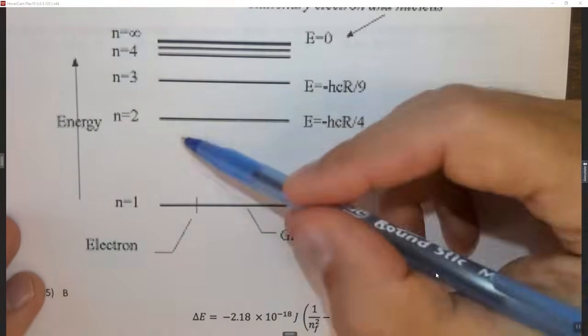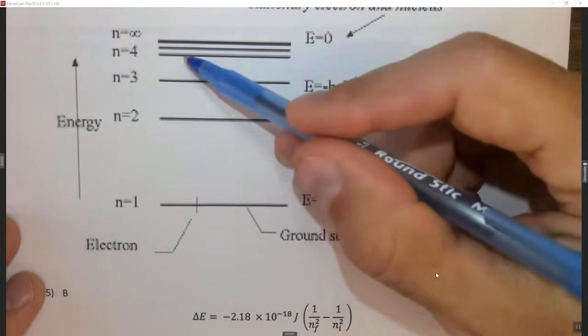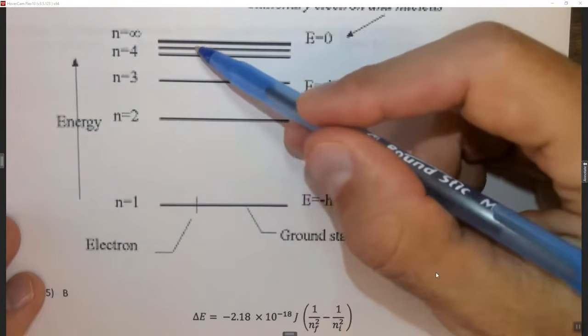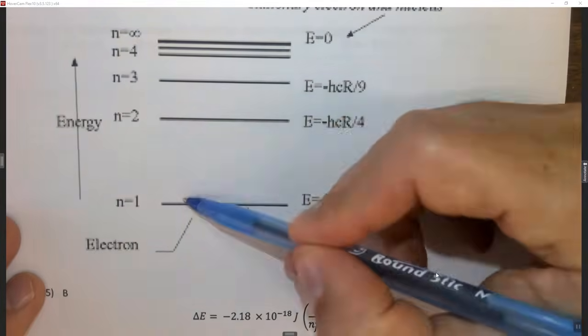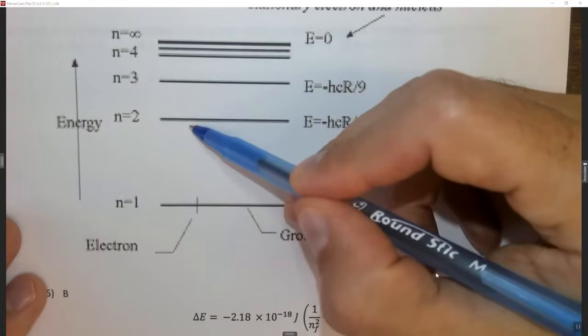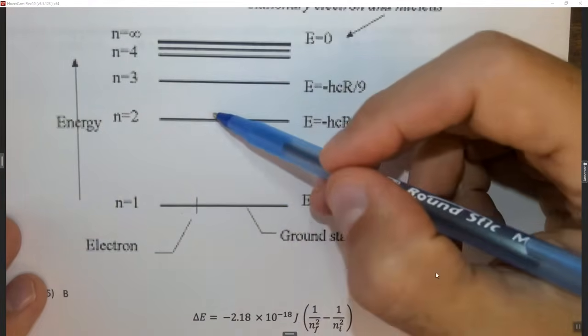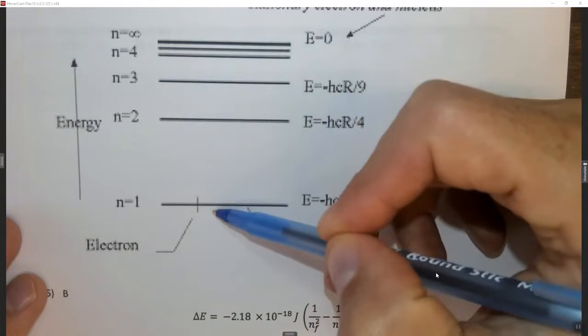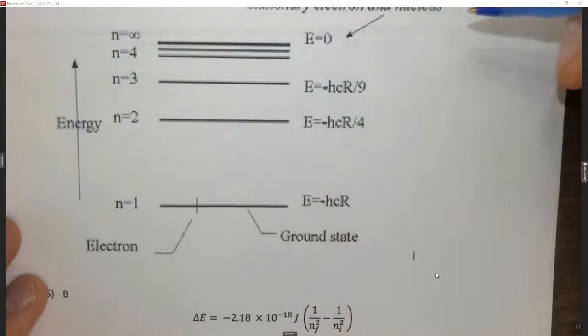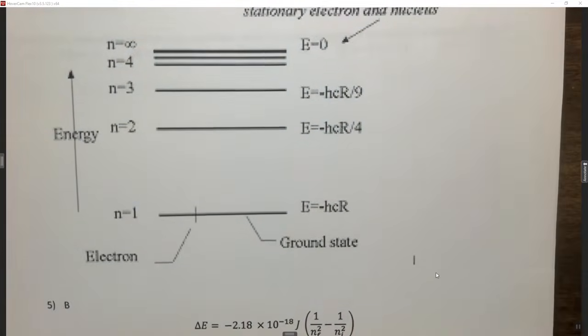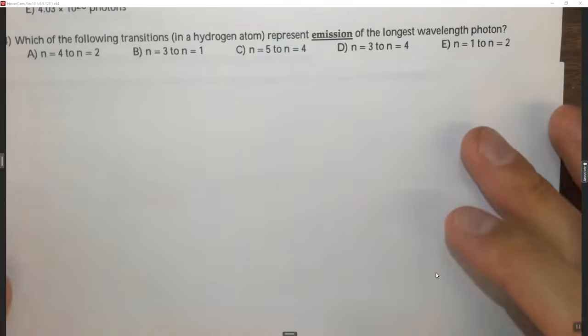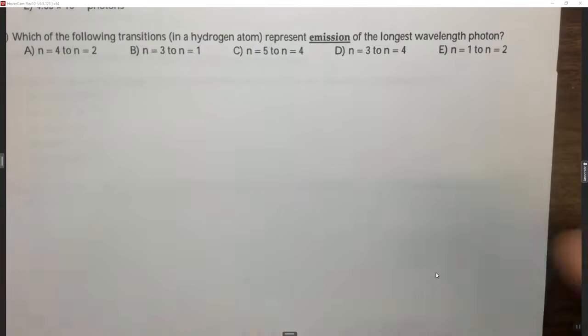And what you're going to see is these gaps get progressively closer and closer together. So if something falls from 2 to 1, that's going to be more energy than if it falls from 3 to 2. And if something falls from 3 to 1, that's going to be more energy than if it's 2 to 1. Now, we need to think about this in terms of wavelength. So we have quite a lot going on here.